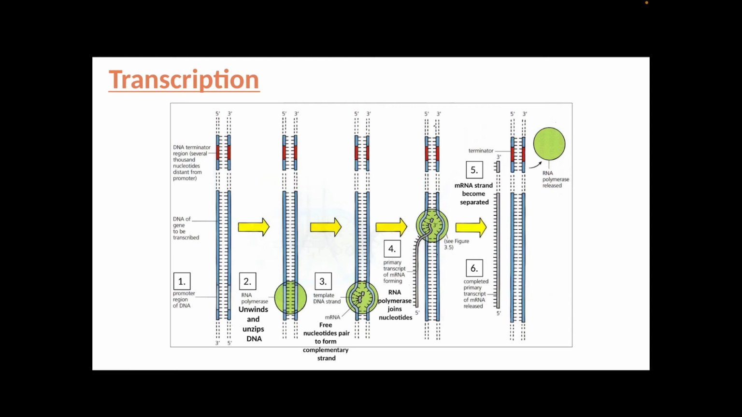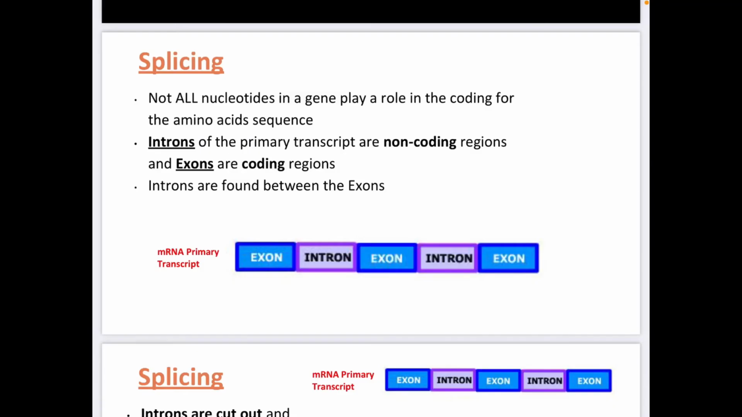That mRNA transcript becomes detached and the DNA joins back together, so it rezips, or the hydrogen bonds reform between complementary bases, and it winds back into the double helix shape. So that's us done with transcription.